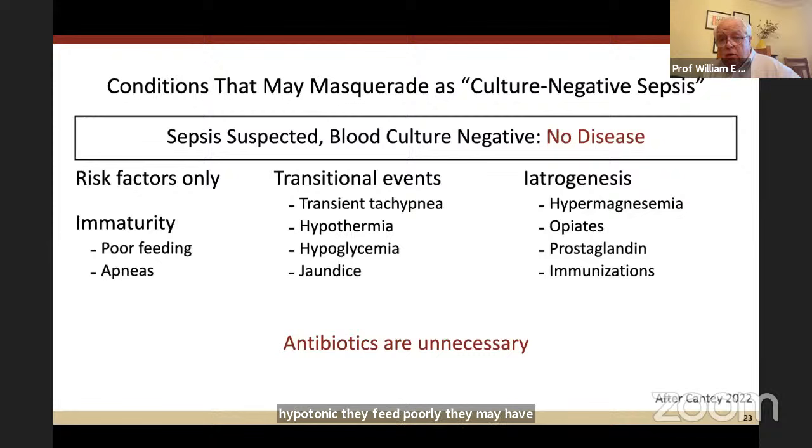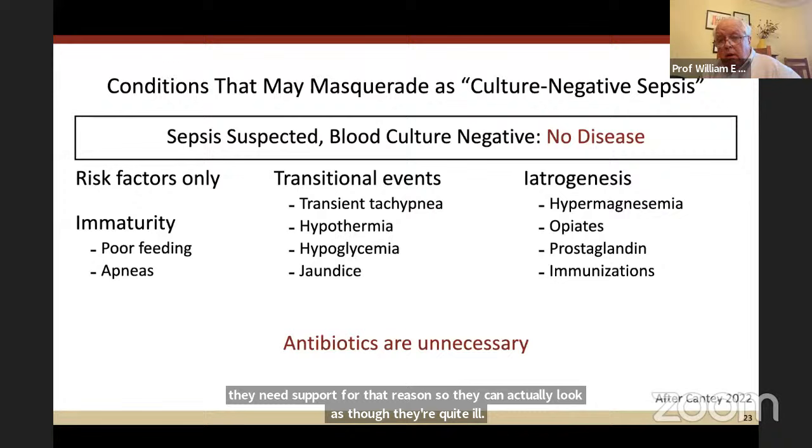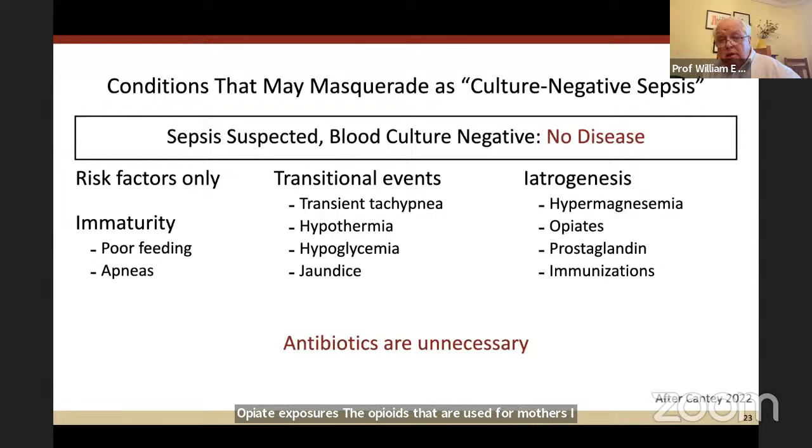Opiate exposures. The opiates that are used for mothers, I think, are being used more judiciously these days. And the tendency is to use shorter-acting opiates, which fairly quickly disappear from the baby's circulation, drugs like fentanyl. So if there has been an opiate exposure, particularly with a longer-acting agent like Dilaudid or Demerol, that is something that should be considered, and Narcan to reverse that may be helpful.